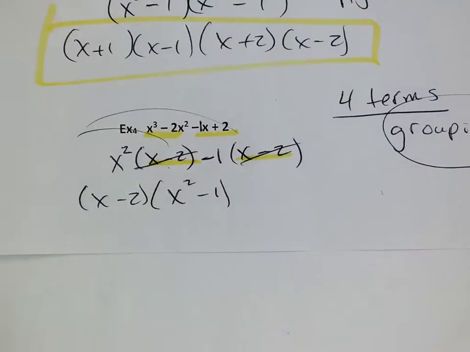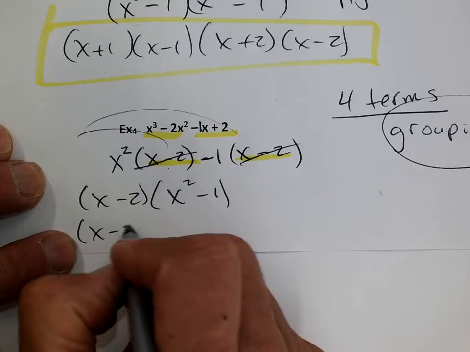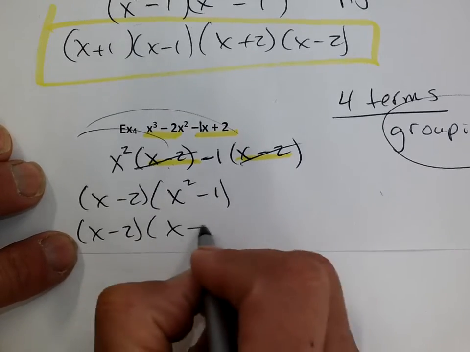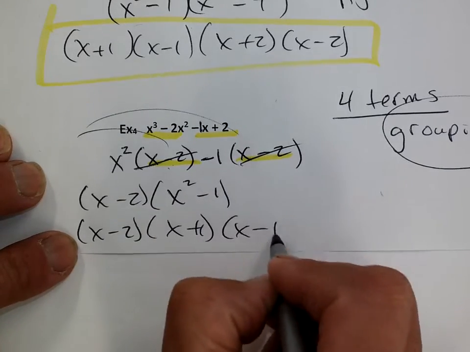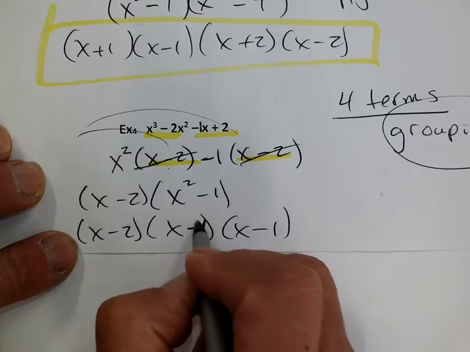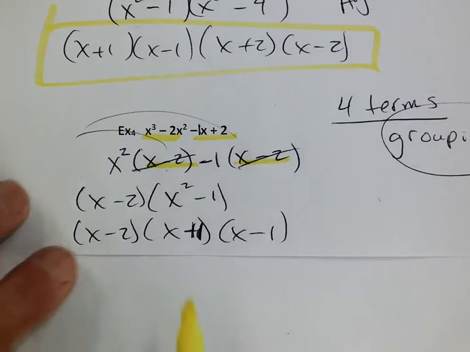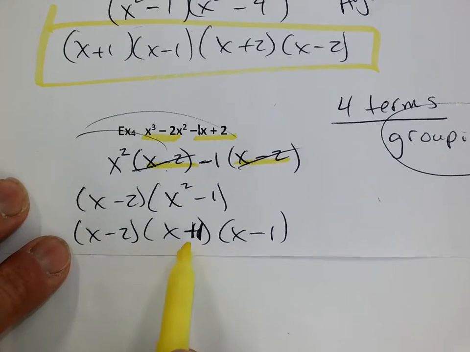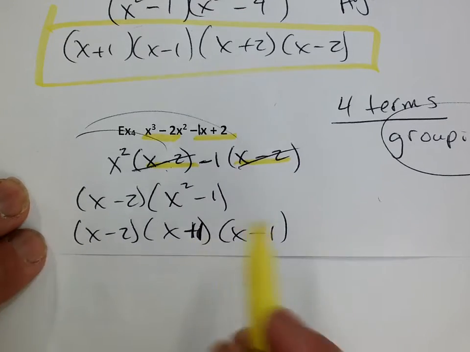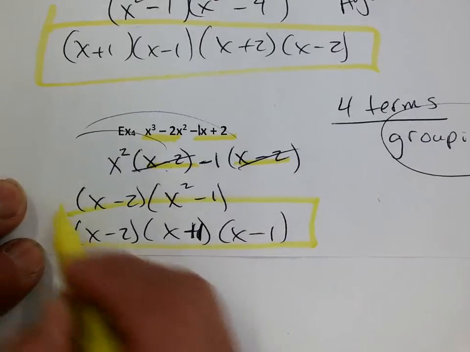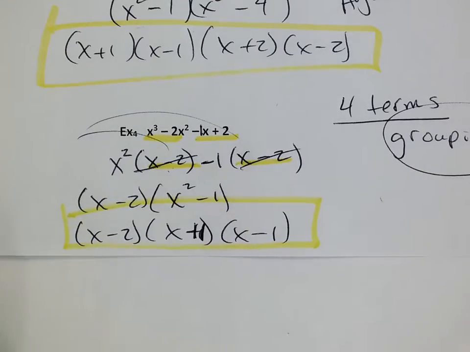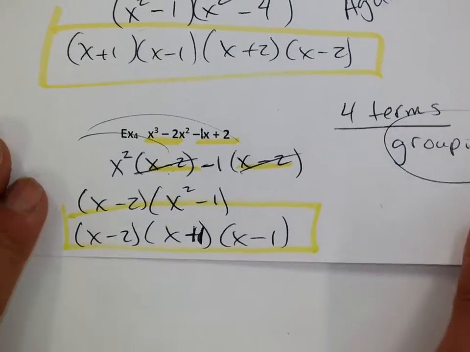Okay, I see something else. There's more that can be factored. So I'm going to go x minus 2, and then this will factor into an x plus 1, x minus 1. Well, that's a bad looking 1. Sorry, you guys. Sloppy, sloppy, sloppy. And that is the end of that. So it's x minus 2, x plus 1, and then x minus 1. Okay, these are hard, but that's why we're going to keep working together to get them done. All right, next page.